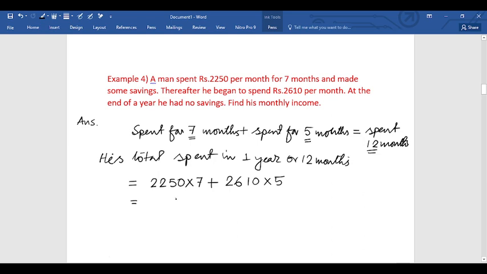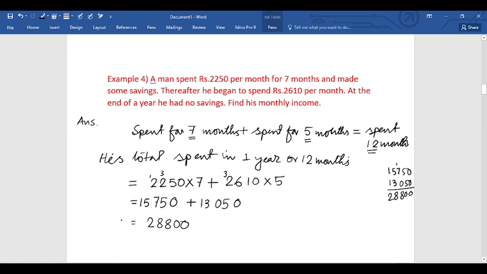So altogether, 7 5s are 35, carry over 3, 7 2s are 14 plus 3 is 17, carry over 1, 7 2s are 14 plus 1 is 15, so 15750. And 5 1s are 5, 5 6s are 30, carry over 3, 5 2s are 10 plus 3 is 13, so 13050. Adding: 0, 5 5 is 10, carry over 1, 7 plus 1 is 8, 5 plus 3 is 8, 1 plus 1 is 2. Now it is 28800.